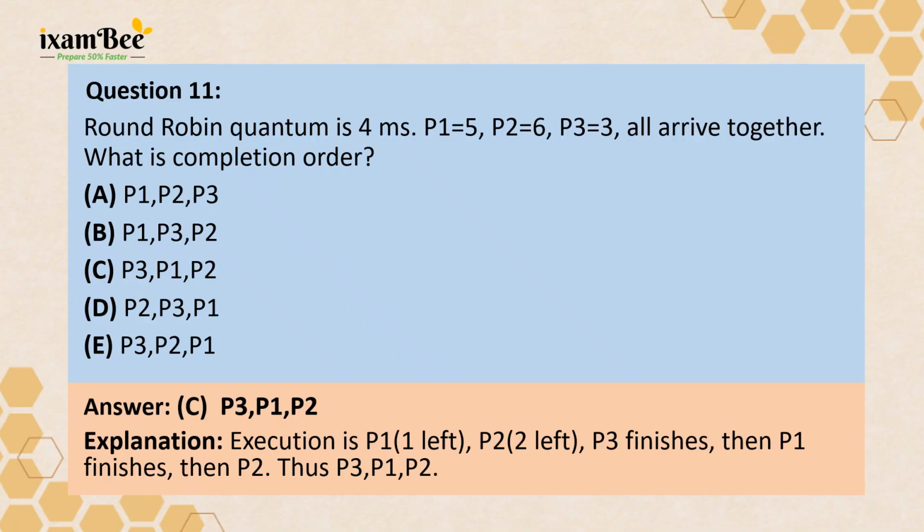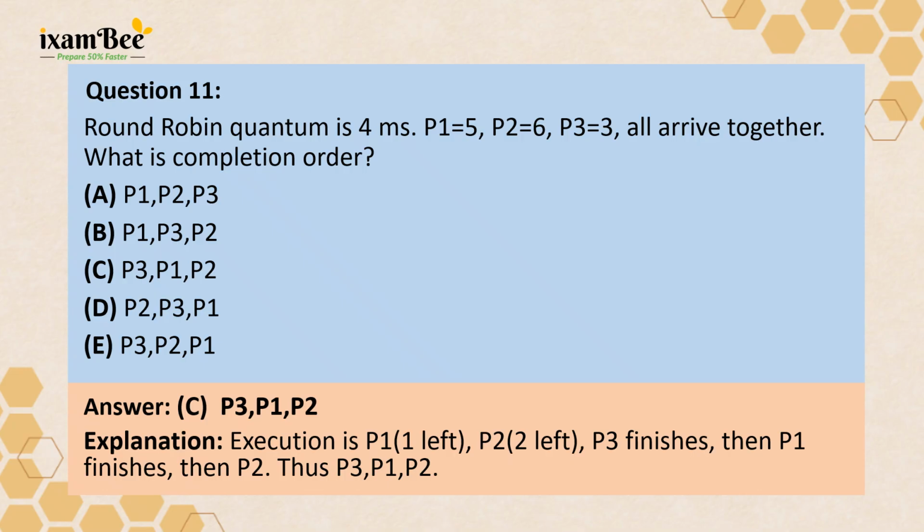Let's trace this round by round with a 4 millisecond quantum. Round 1, P1 runs for 4 milliseconds, leaving 1 millisecond remaining. P2 runs for 4 milliseconds, leaving 2 milliseconds remaining. P3 only needs 3 milliseconds total, so it runs for its full 3 milliseconds and finishes completely in this round. So P3 is done first.